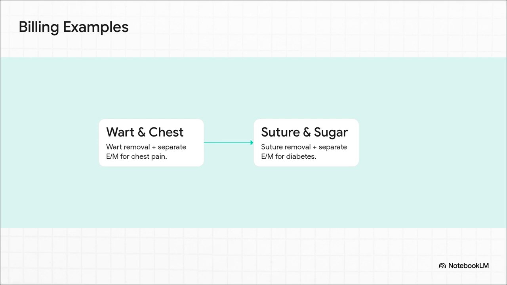Let's look at how this plays out in the real world with 2 scenarios directly from our source guide. Scenario 1, imagine a patient comes in for a scheduled wart removal, but while they're sitting there, they complain of chest pain. You go ahead and perform a detailed history and exam for that chest pain. That is a completely separate issue, so you're going to bill the E&M with Modifier 25 right alongside that wart removal. Scenario 2, say an established patient is in for a simple suture removal but mentions some new diabetes symptoms. You manage the diabetes, boom, same thing. Bill that E&M with Modifier 25.